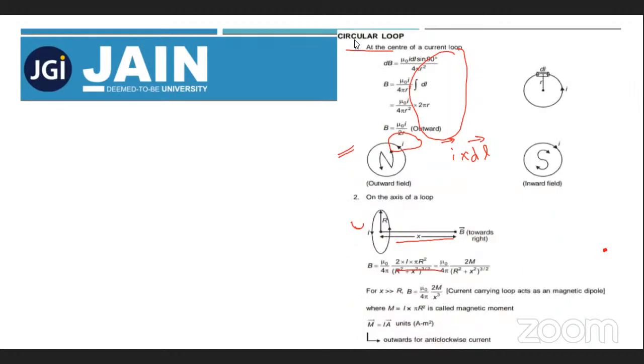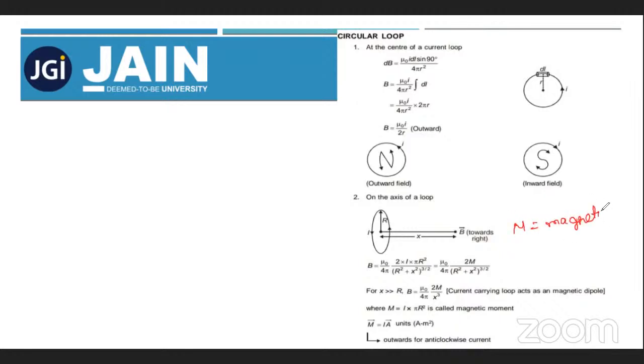Then we are reading about the circular loop. At the center of the circular loop, the magnetic field comes as mu naught I upon 2r, which is outward in direction. On the axis of the loop, we find it using this formula, mu naught upon 4 pi, 2M upon r square plus x square, where you can see what r, x and M are. M is basically your magnetic moment.